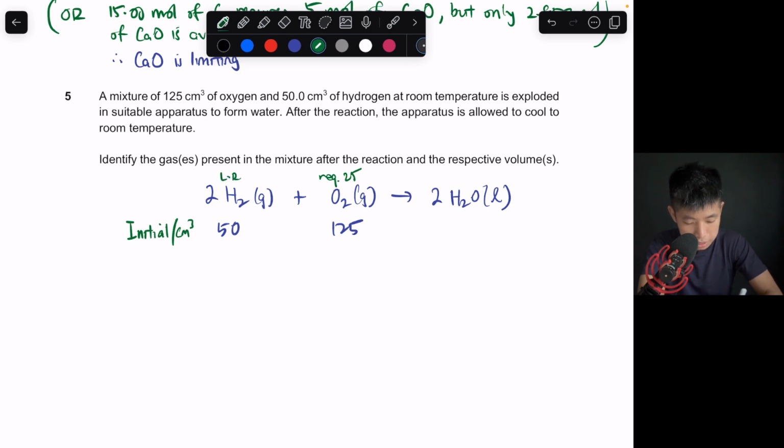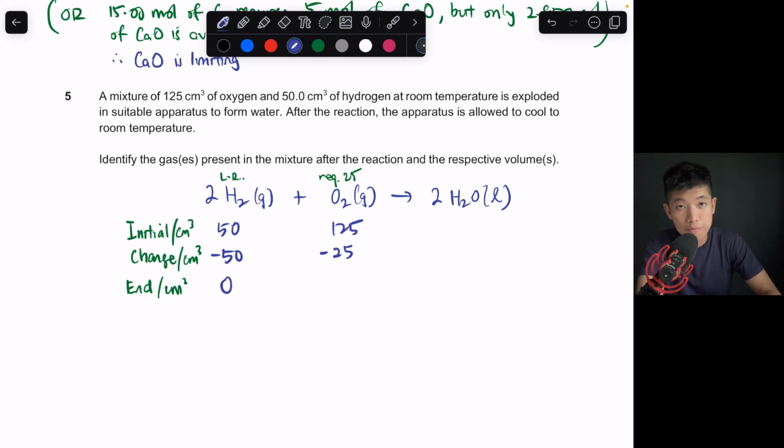So automatically this is the limiting reactant. Okay, in other words, the limiting reactant will be fully used up. So I'll deduct everything. For every 50 that is used, half the volume is used here because it's a 2:1 ratio. So the change here is minus 50, minus 25. Then at the end of the reaction, I will have nothing left of my limiting reagent, and I'm left with 100 cm³ of oxygen.